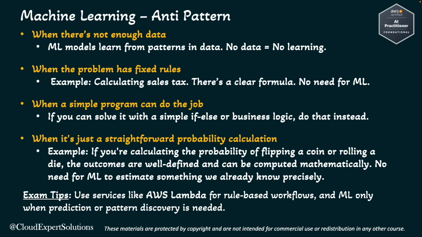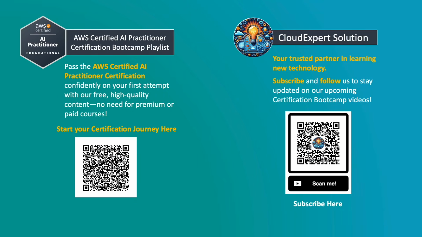For those scenarios, you should choose a solution built using AWS Lambda, Amazon EC2, EKS, or ECS with rule-based workflows. On the other hand, you should only use machine learning for scenarios where you need predictions or pattern discovery.